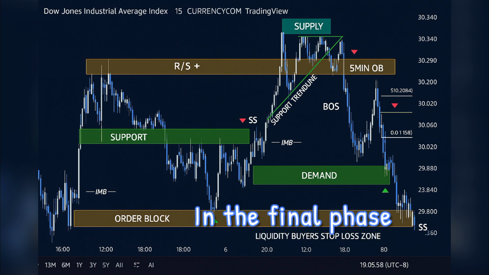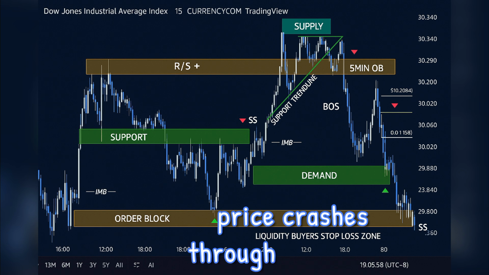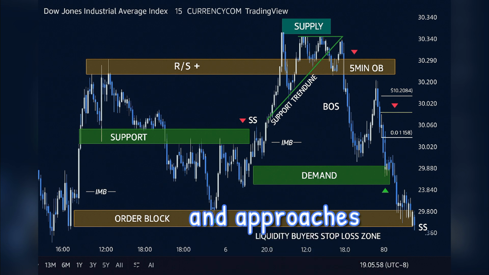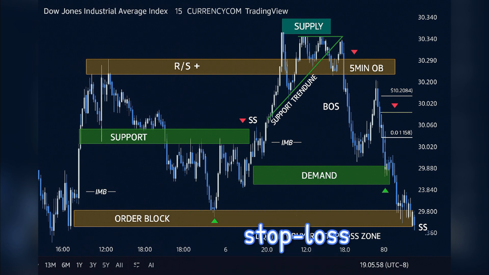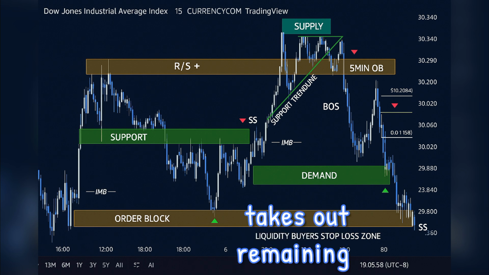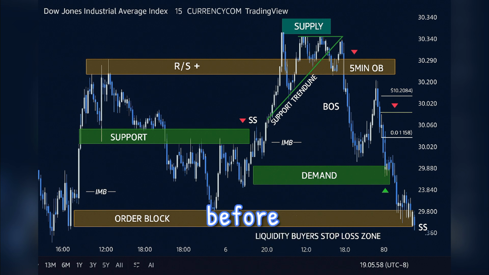In the final phase of the chart, price crashes through the earlier support zone and approaches the liquidity buyer's stop-loss zone once again. This deep sweep takes out remaining buy-side liquidity before possibly reversing or creating a new structure. Also notice multiple SS markers, structure shift, indicating micro-level structure breaks within the larger move.